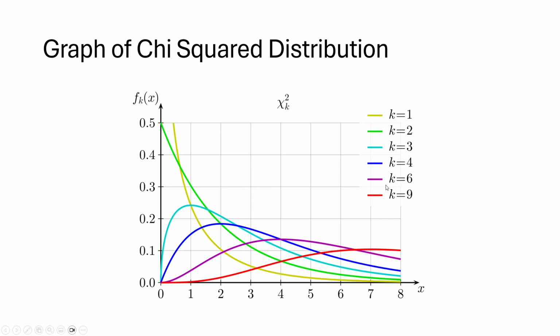The rate at which it rises decreases as the number of degrees of freedom increases. The graph kind of plateaus, if you notice, as n, the degrees of freedom, increases.